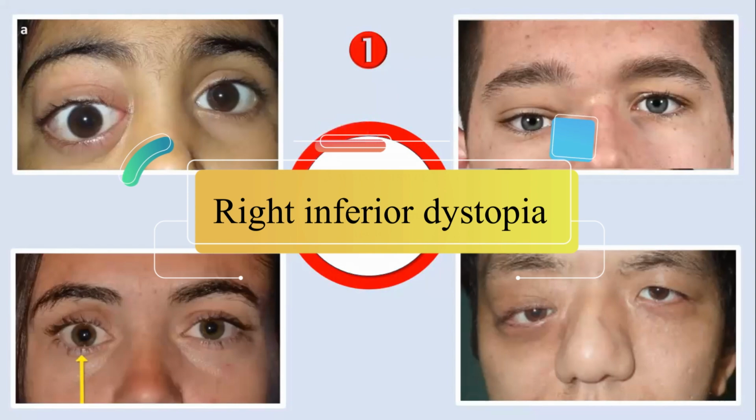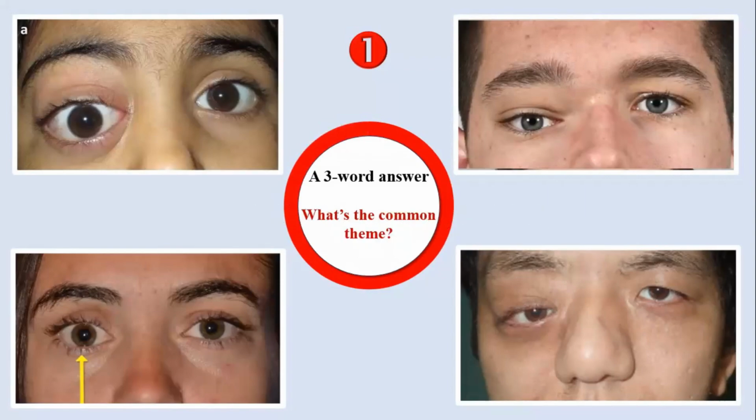I got the correct answer. It's inferior dystopia on the right side, or you can say right inferior dystopia, or inferior dystopia of the right eye. All are correct. I asked for a 3-word answer to stress the importance of mentioning the side. So you have to say which side, right or left, and also the direction of dystopia. So dystopia alone is not enough. You have to say whether it's inferior or superior, nasal or lateral. And if you have a scale, you can also mention how much dystopia there is in the case.